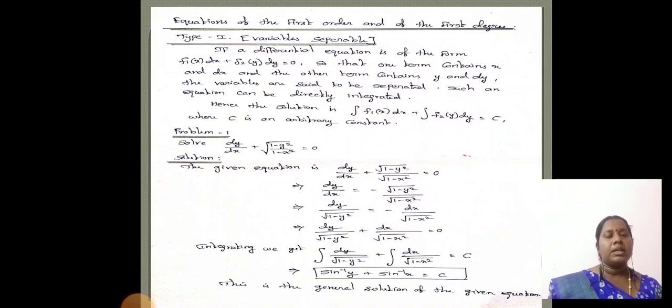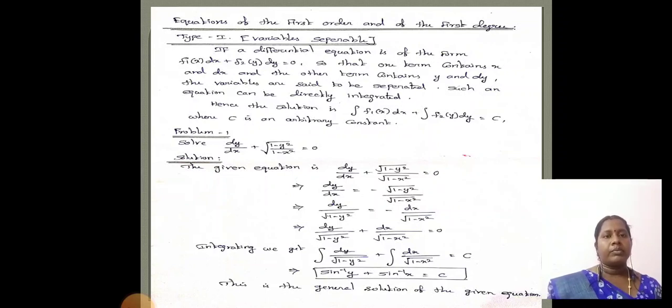Hence the solution is integral of f1 of x dx plus integral of f2 of y dy equal to c, where c is a constant of integration. Next, we will see the problems by using variable separable method.